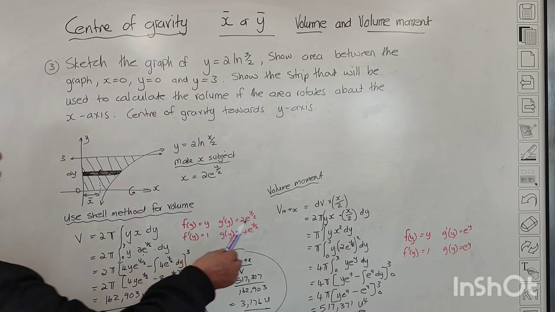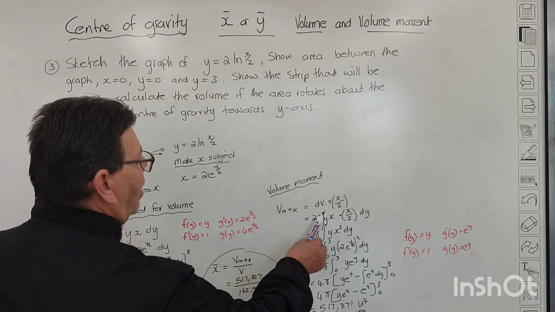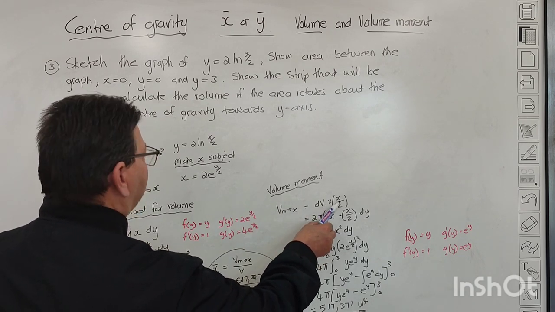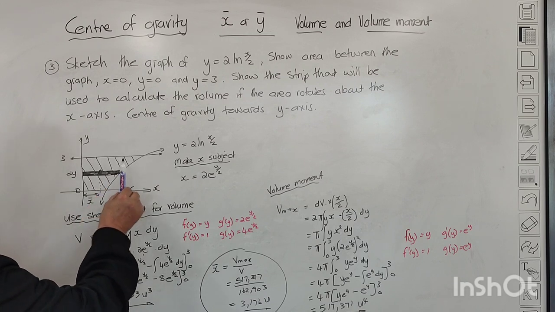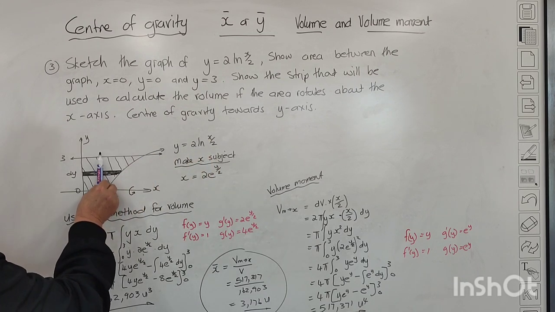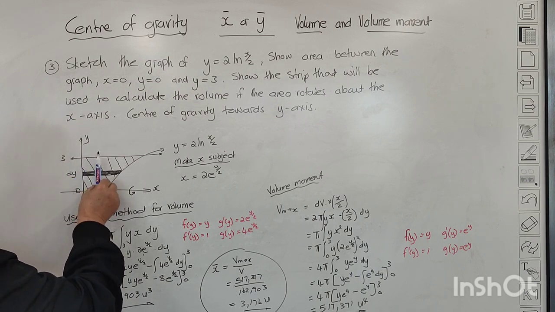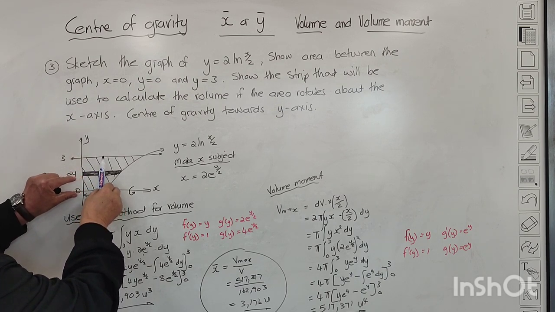So now if I want to find my volume moment, I'll take the volume times the distance squared. So now I need to find the distance towards the y-axis. So from there, I must get the value from there towards the y-axis. If my strip was this way, I would have used the full distance. Now I'm going to just use half of this in the strip.